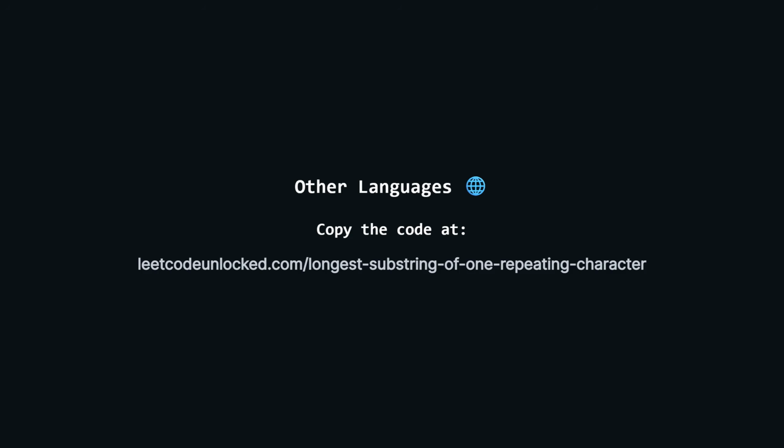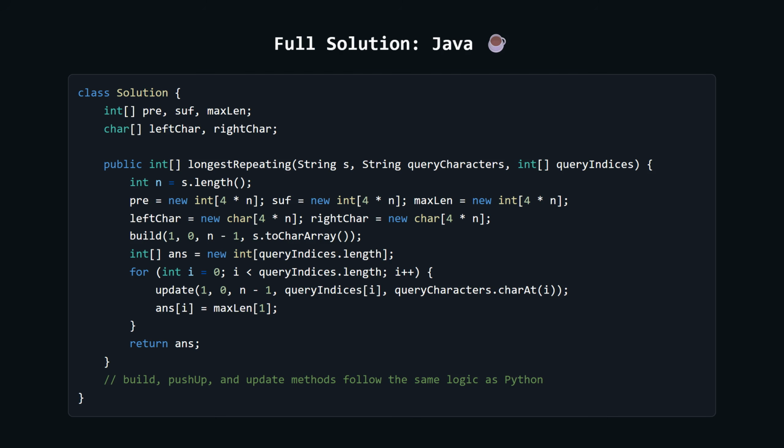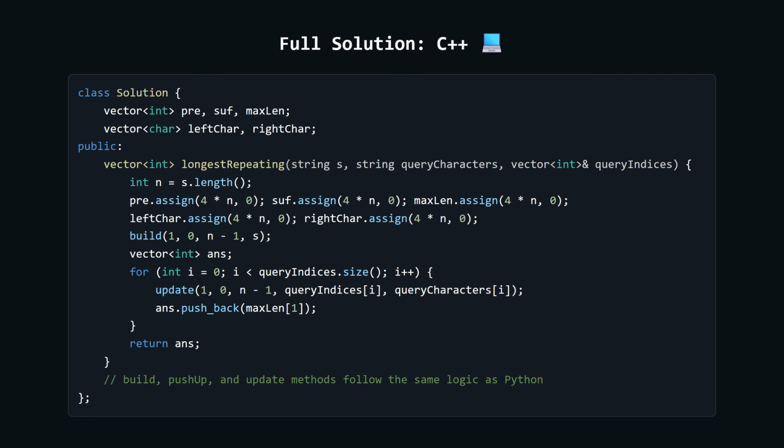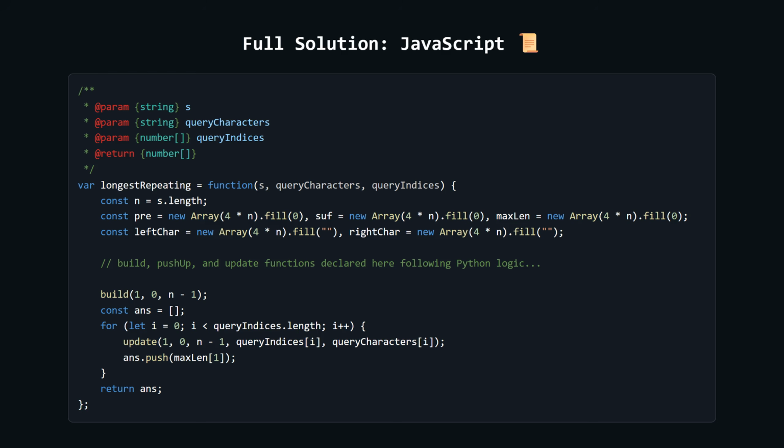Alright, as promised, here is the segment tree solution for the other major languages. Remember, you can just copy and paste this code directly from leetcodeunlocked.com. Here is the setup for the Java solution. The helper methods follow the exact same logic we walked through earlier. Next up, the C++ version, using vectors to manage the tree data. And finally, the JavaScript solution, creating our arrays and iterating through the queries.